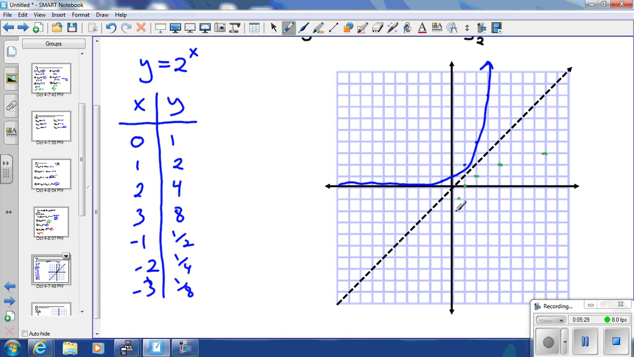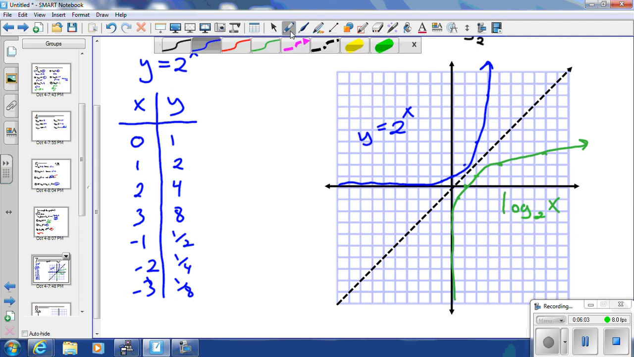So the asymptote here is going to become the y-axis for this one. So this graph will come from down here. This is an asymptote. It's not touching that line, and it curves up like this. So this one here is log base 2 of x, the green graph, and the blue graph is 2 to the x power. So we graph y equals 2 to the x power in order to help us graph y equals log base 2 of x.